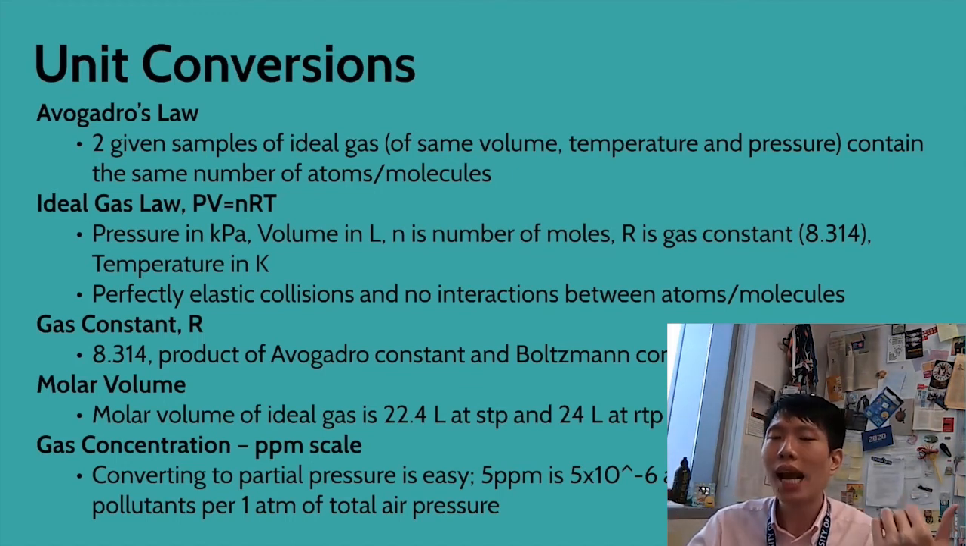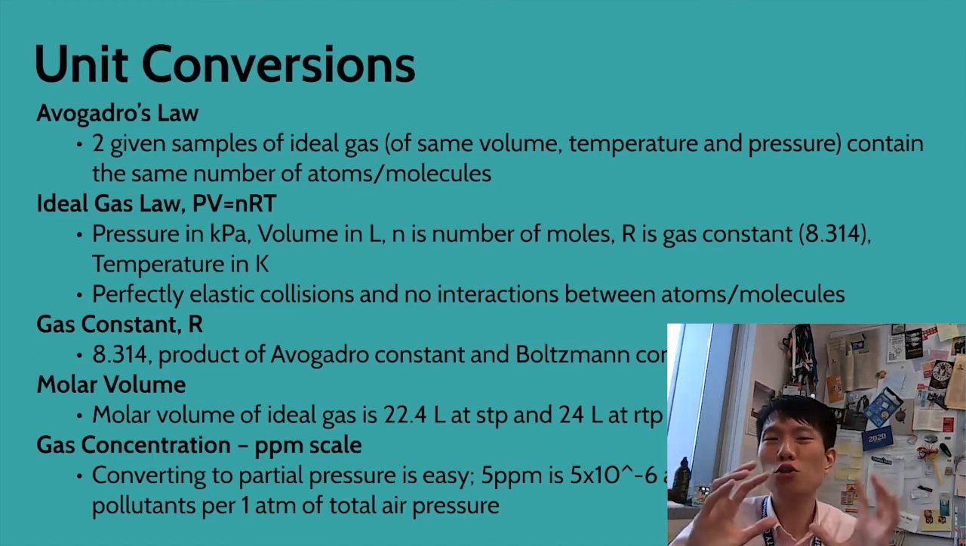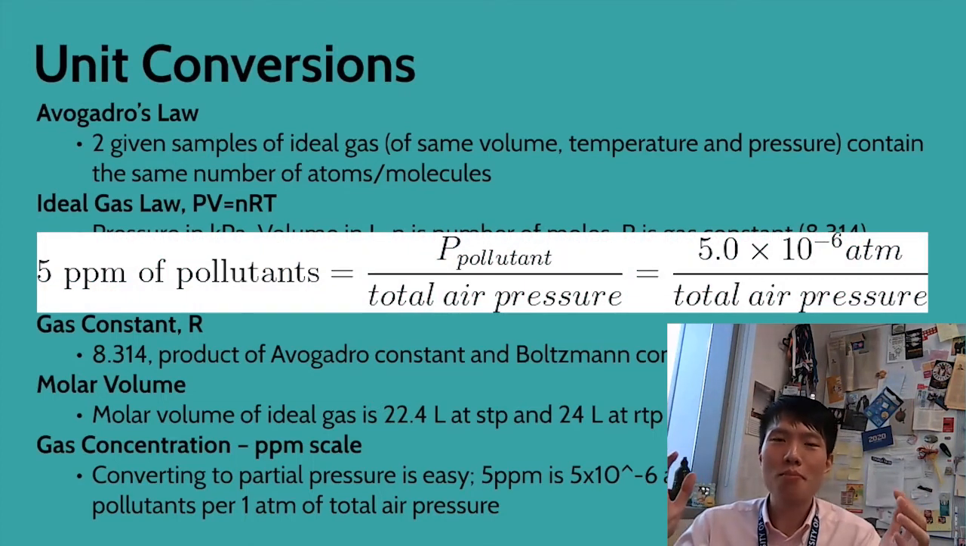The last part is about gas concentration. Converting the ppm scale to partial pressure is easy using Dalton's law of partial pressure. For instance, 5 parts per million is the atmospheric partial pressure of pollutants per 1 atmospheric pressure of the total air pressure. So 5 ppm is 5 millionths of an atmosphere of partial pressure of pollutants per 1 atmosphere of total air pressure.